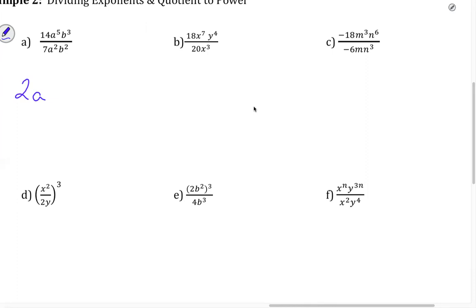Can you repeat that? Yep. So we're doing quotients now. So we have 8 to the 5th over 8 to the 2nd. With multiplication, we added. With division, we're going to subtract. So it's 5 minus 2, 3. So this is going to be 2a cubed, b to the what power? 1. There you go.